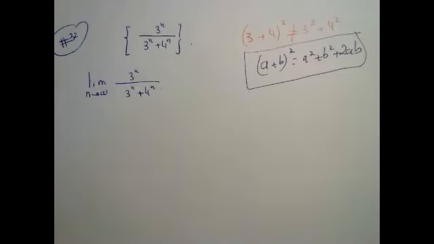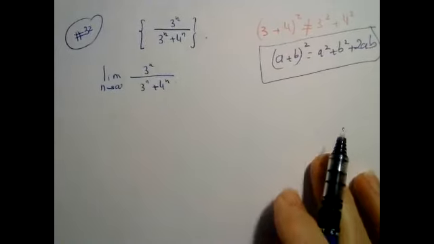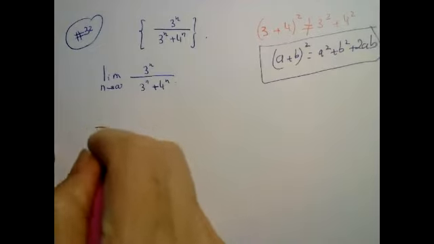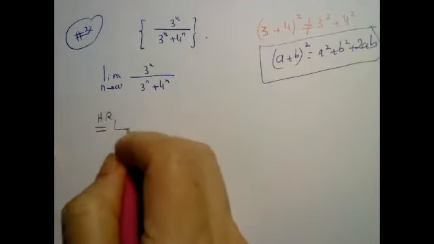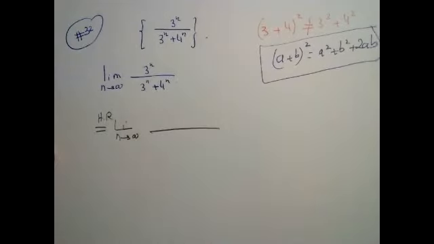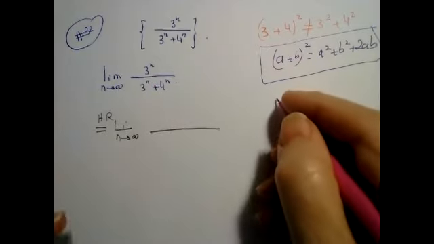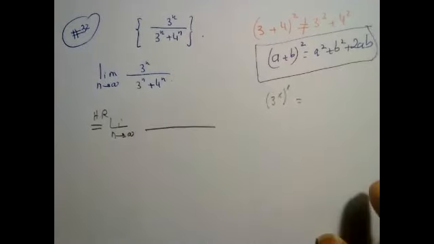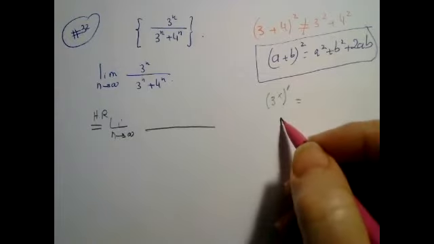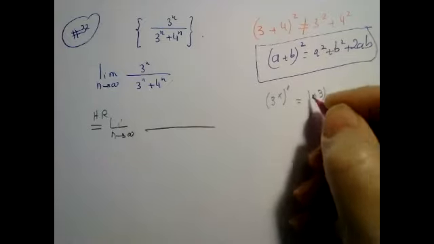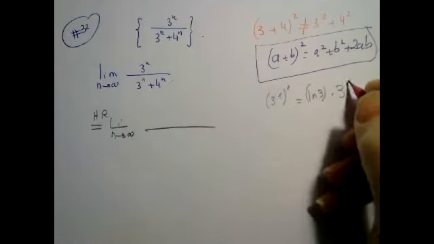L'Hopital's rule. Okay, let's see what we get with L'Hopital's rule. We're going to try your ideas till we find the right one. It's the derivative of the numerator. What's the derivative of the numerator? 3 to the n, so we pretend it's 3 to the x. Now what's the derivative of 3 to the x? We did it yesterday, do you remember? It's ln of 3 times 3 to the x.